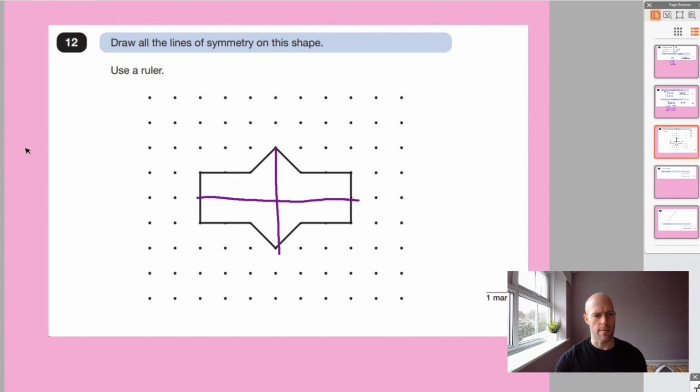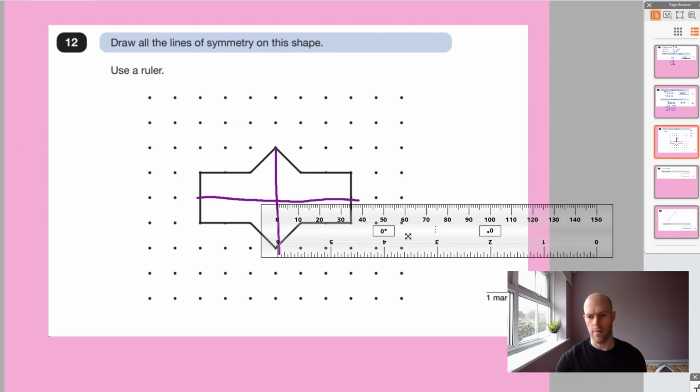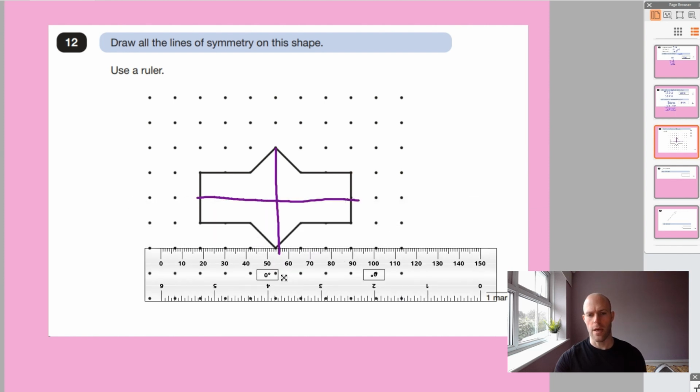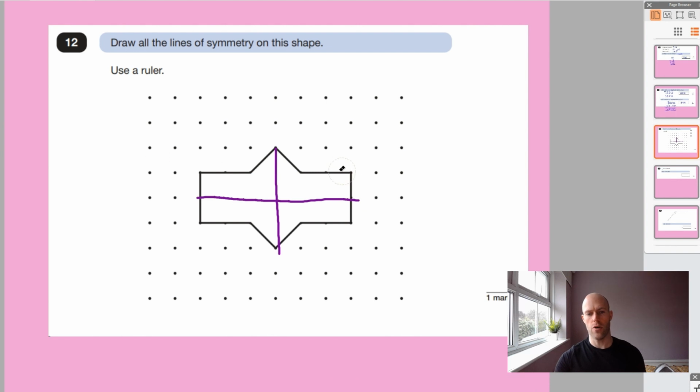I don't actually have any maths tools. Have I got a ruler right now? I could have used a ruler. There we go. I'm not sure if that would help me actually draw it. But as you can see, you could fold that shape that way. You could fold the shape vertically as well, but you couldn't fold it diagonally. If you fold it diagonally, those corners, those little triangle points would not line up. So you would get the mark if you did it like that, but please use a ruler on these kind of questions.